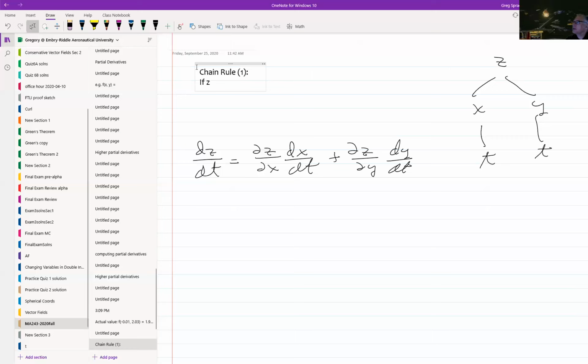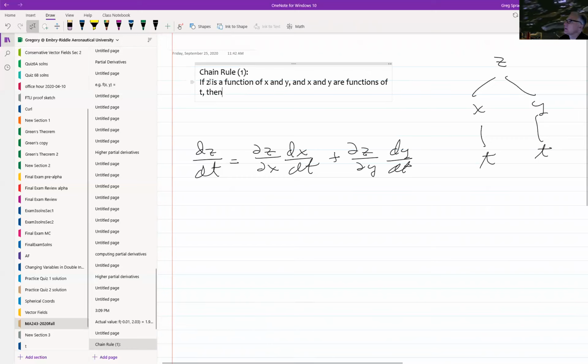So suppose z is a function of x and y, and x and y are functions of t. And also assume that enough derivatives exist. You can look it up somewhere and find the exact assumptions, but we don't need to go there.